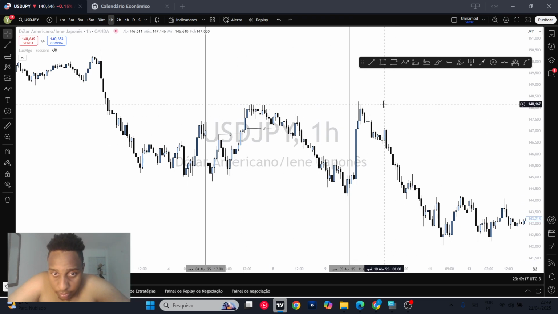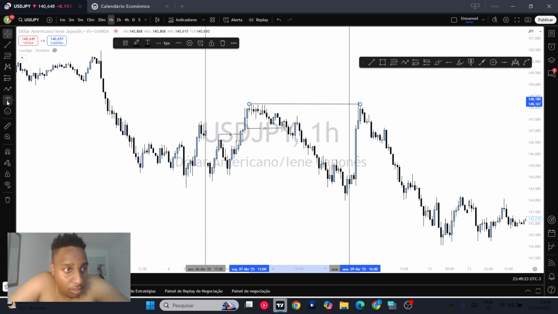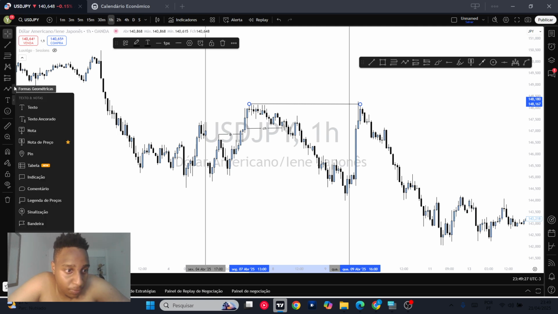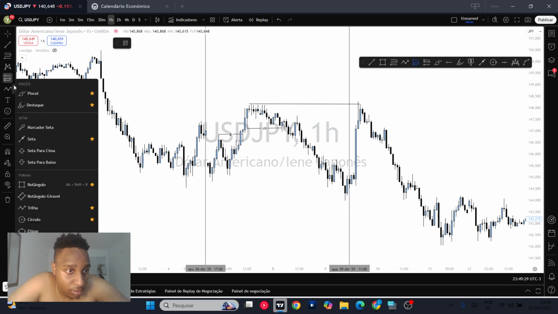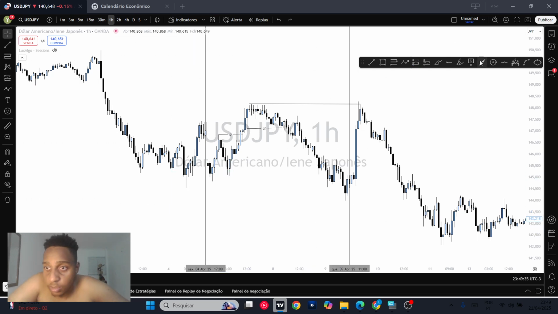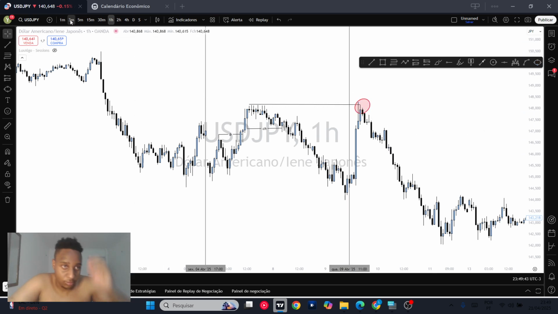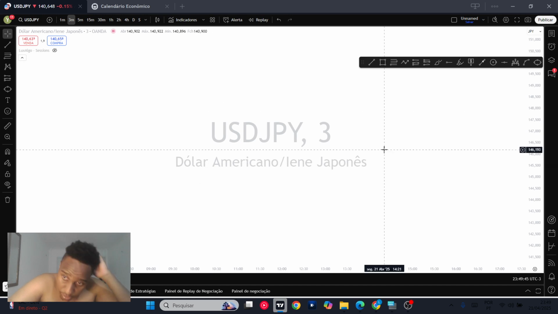This is a trend. Here's a false break of structure. See this? This is not a break of structure. This is a liquidity sweep. Sorry, I need a drawing right here. Okay. This is a false break of structure. But we are not here to talk about this right now.